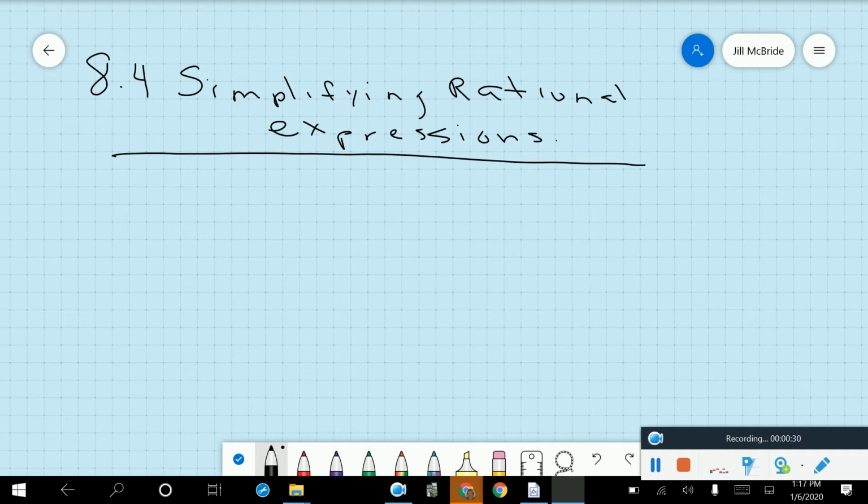Okay, remember, rational expressions can only be simplified. An expression cannot be solved because it's not set equal to anything. A rational expression is defined to be a polynomial over another polynomial. So let's look at example 1.